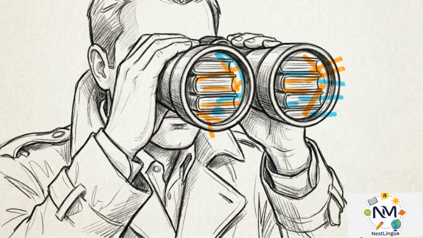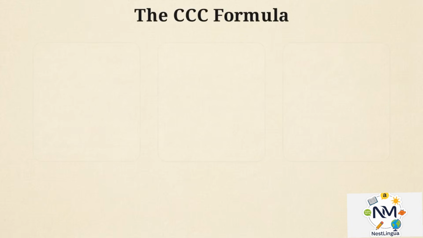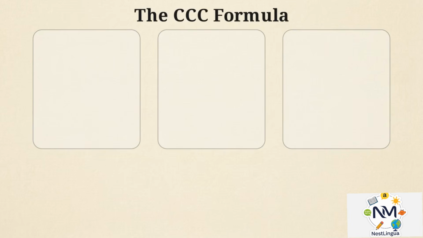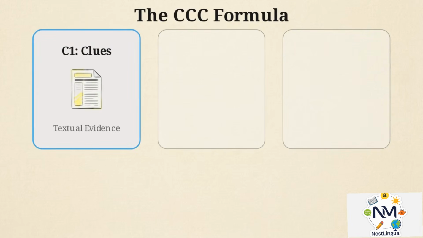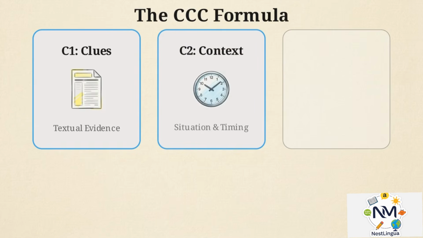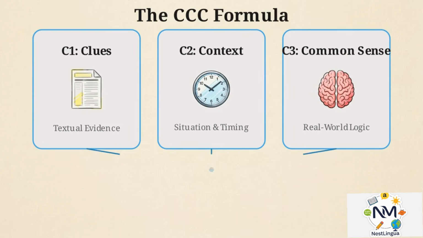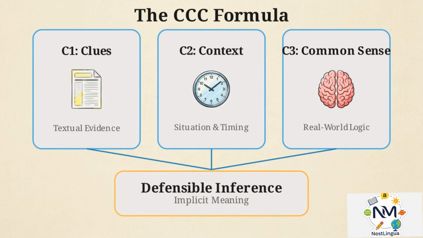Shifting into this mode of reading turns you into an active observer of behavior rather than a passive receiver of data. To ensure your interpretations are accurate and defensible, we use the CCC formula. The first C involves identifying textual evidence. You isolate the specific, unchangeable details the writer chose to include on the page. The second C is context. You analyze the surroundings and the timing of the events to understand the environment. The final C is common sense. You apply real-world logic to that evidence and context to determine the most likely explanation.